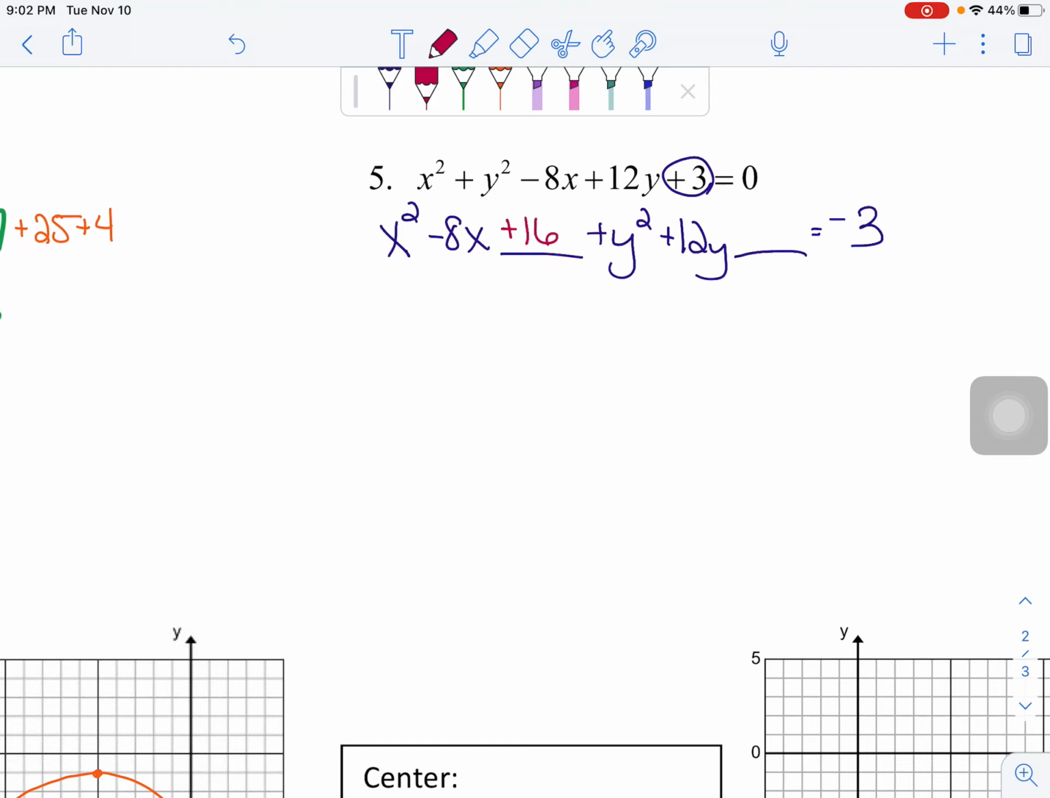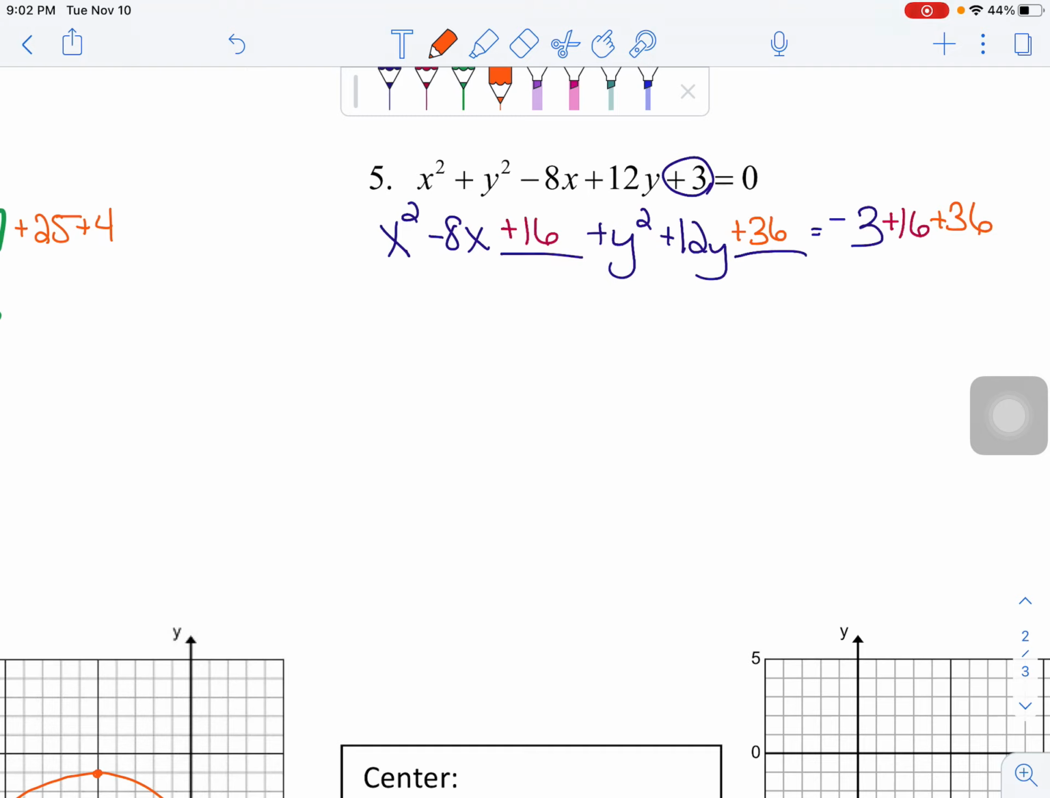One thing to keep in mind when you are completing the square, you will always be adding something, because no matter what number you take, positive or negative, as long as you square it, it will become positive. So we've added 16 to the left side. Let's go ahead and add 16 to the right. Let's complete the square for y. Half of 12 is 6. 6 squared makes 36. So plus 36 here.